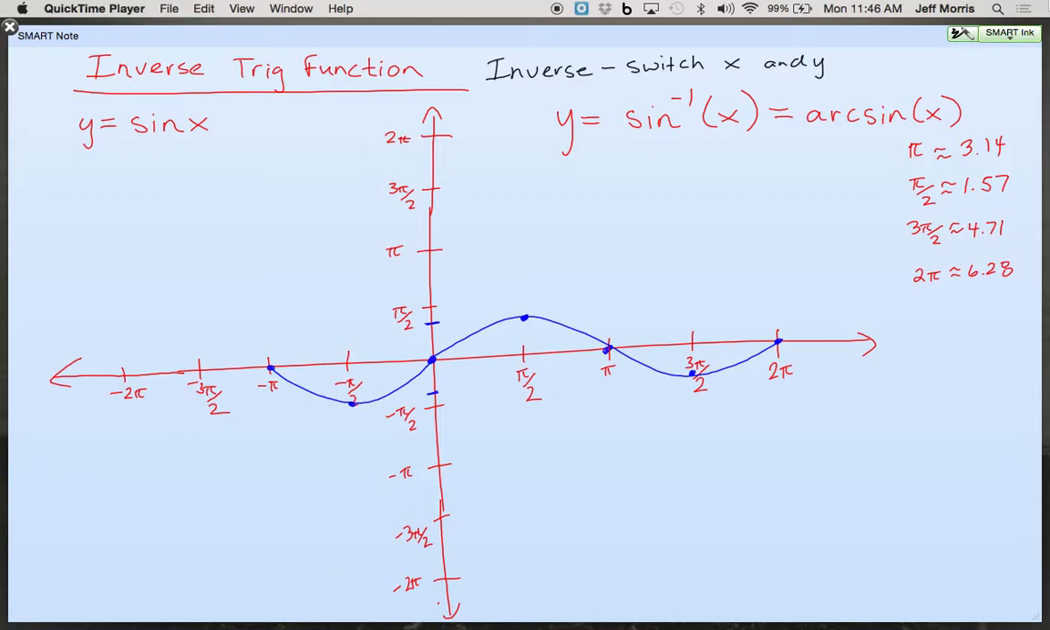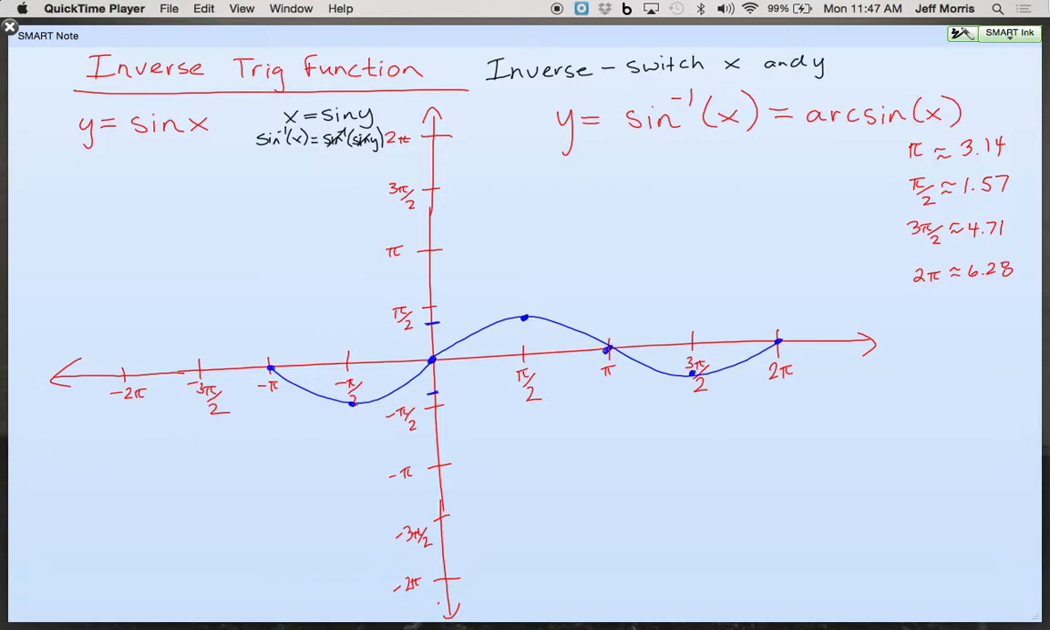Let me prove that to you. Let's just prove algebraically. So if I switch x and y, you get x equals sine y. And if you resolve for y, we know that we're going to have to use inverse sine. So you look at this and you say, okay, take the inverse sine of x, take the inverse sine of sine y, and the inverse sine and the sine cancel out, and you end up with y. I mean, that's algebraically what happens.